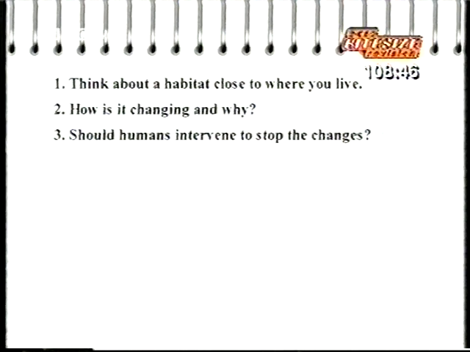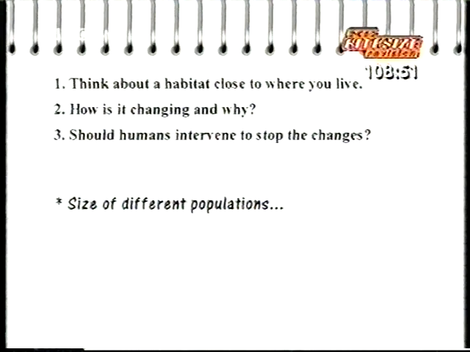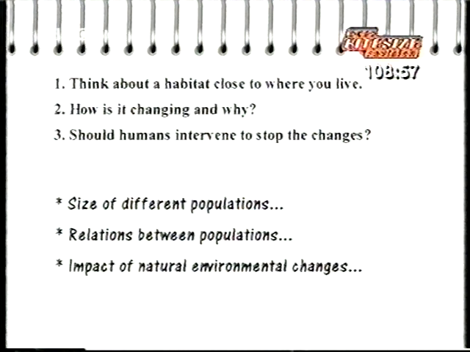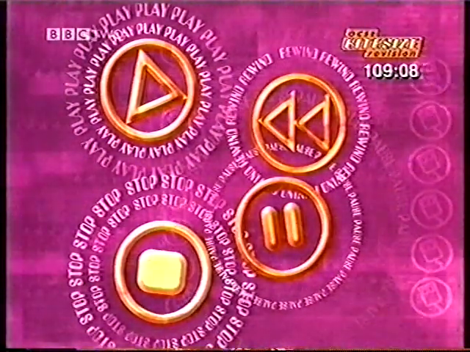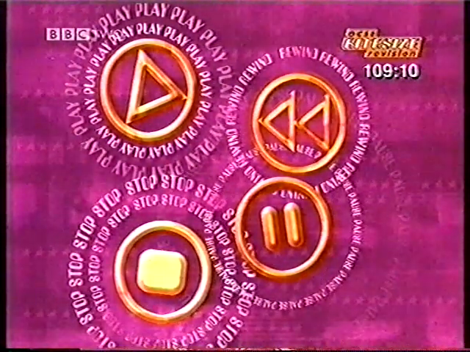Some factors you should have noticed about your local habitat are the size of different populations and the relationship between them, like how they feed on each other. You should note the impact of any natural environmental changes and the impact of any human activity. That's the end of the section about populations and communities.